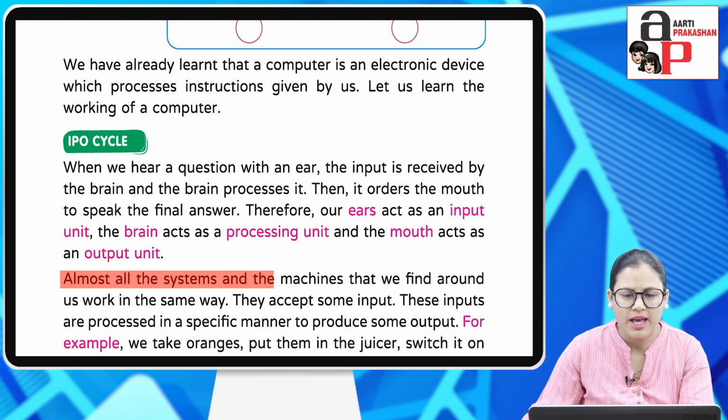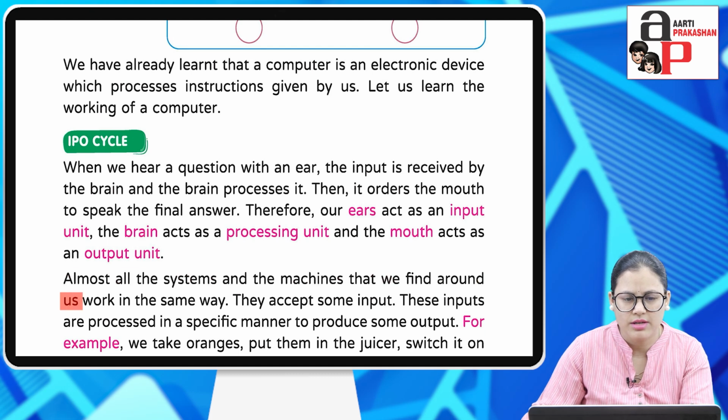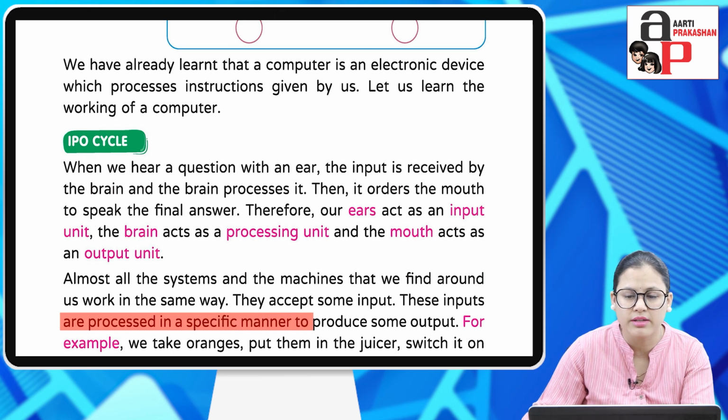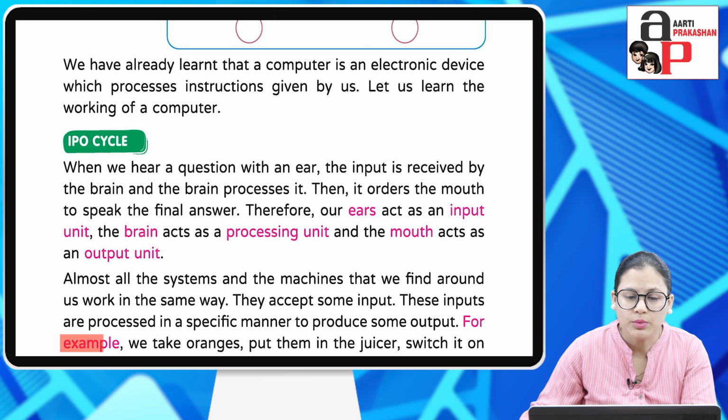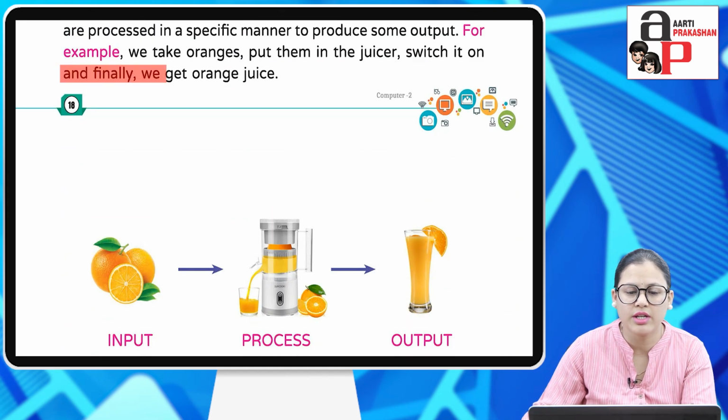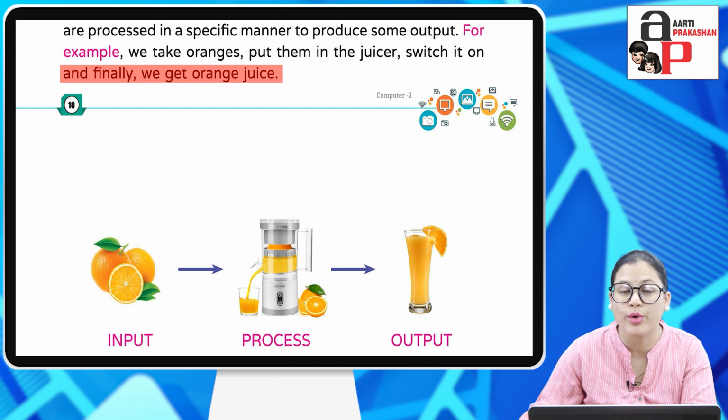Almost all the systems and machines that we find around us work in the same way. They accept some input. These inputs are processed in a specific manner to produce some output. Most of the machines we see around us need some kind of input to work. For example, we take oranges, put them in the juicer, switch it on, and finally we get orange juice. And orange juice is what? Orange juice is the output, okay.